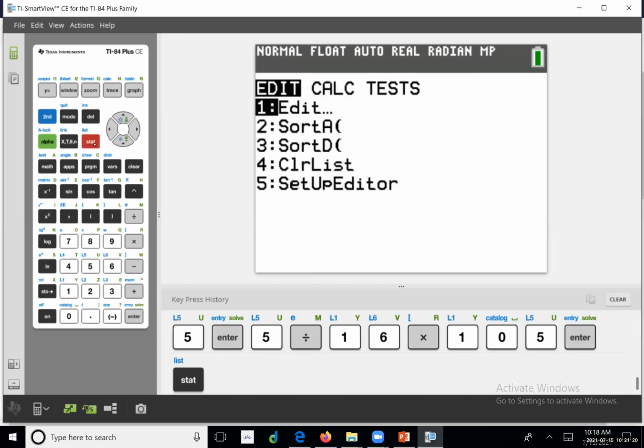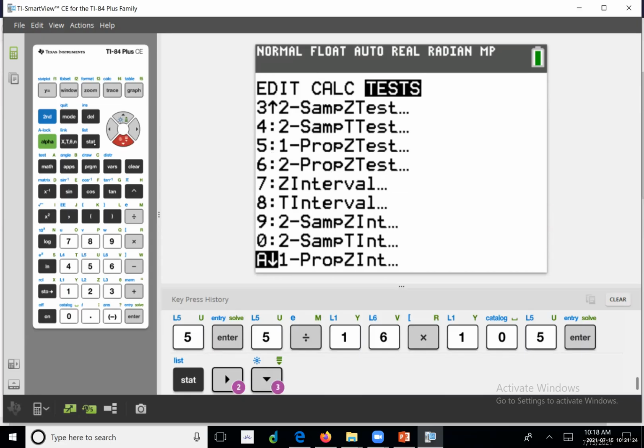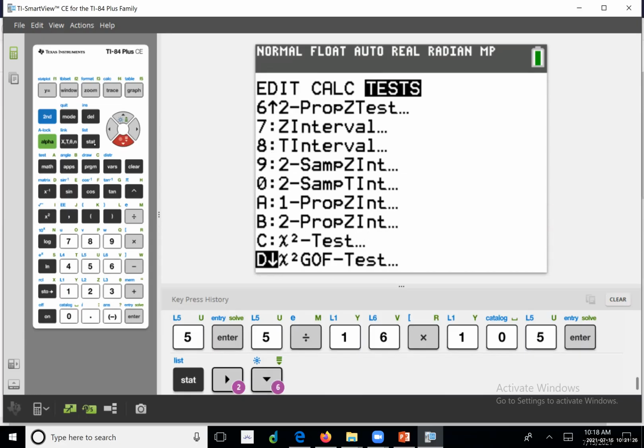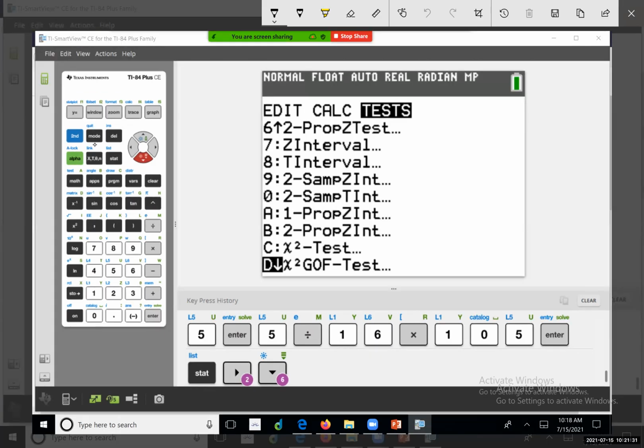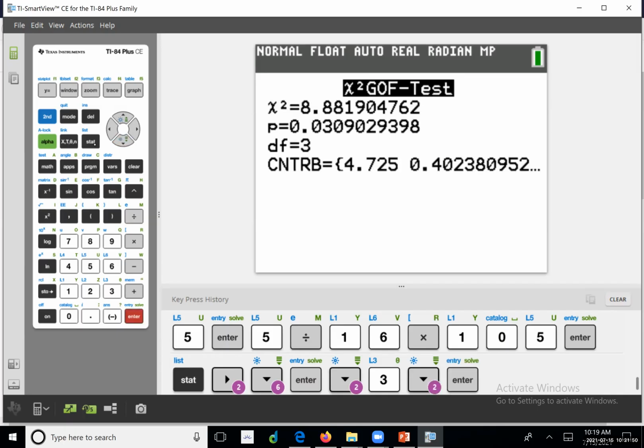Okay, now you go to stat, test. You go to goodness of fit test. Things in L1. How many categories did you have in here? 4, I guess. Was it 4 categories? So then you go 4 minus 1, 3. So you always put 1 less than the categories. So you put 3, and here we go.